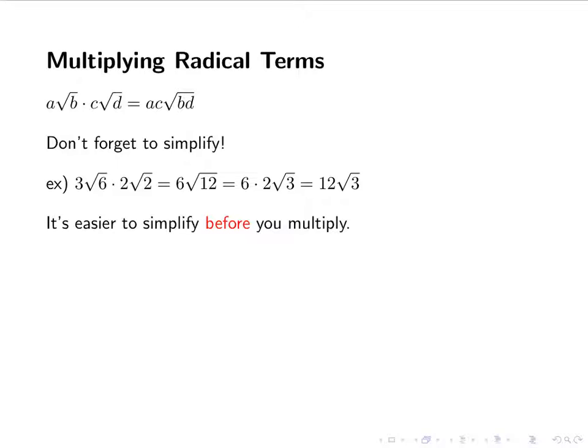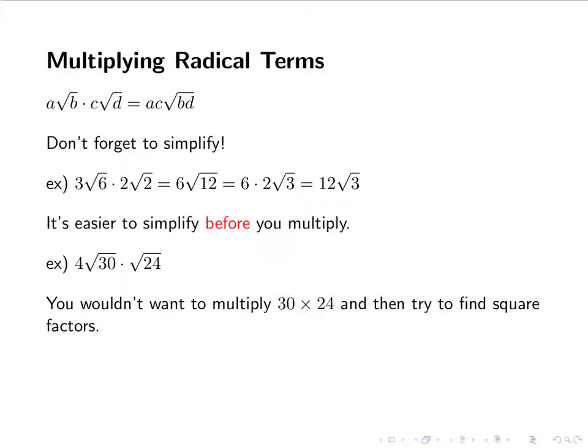Remember, however, that it is always easier to simplify before you multiply. So, for example, 4 root 30 times root 24. You would not want to multiply the 30 times 24 and then try to find square factors. So you want to simplify before you multiply. There are different types of simplification you can do in this case. I could either try to simplify, say, root 24 first. It has a factor of 4 that's a perfect square. I could pull that out.